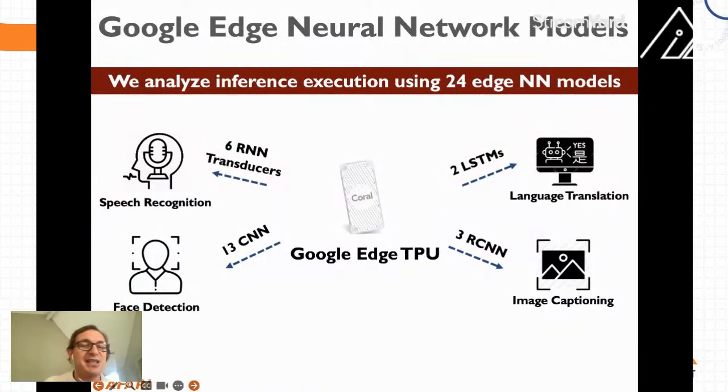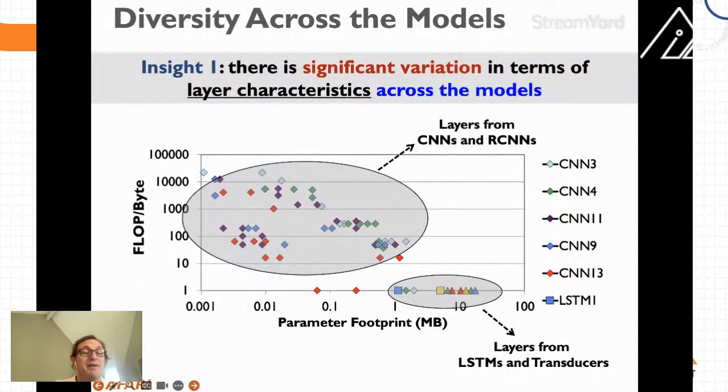I'm going to give you some examples. Basically, we've studied a lot of machine learning models from Google Edge models. We've looked at their parameter footprints, memory sizes, as well as arithmetic intensity, flops per byte. And there's a huge range over here, as you can see. Some convolutional neural networks have very little footprint and a very high arithmetic intensity, so they're very good for compute-centric accelerators. But some things like long short-term memories and transducers, and increasingly transformer models, have very little arithmetic intensity but huge amounts of parameter footprints.